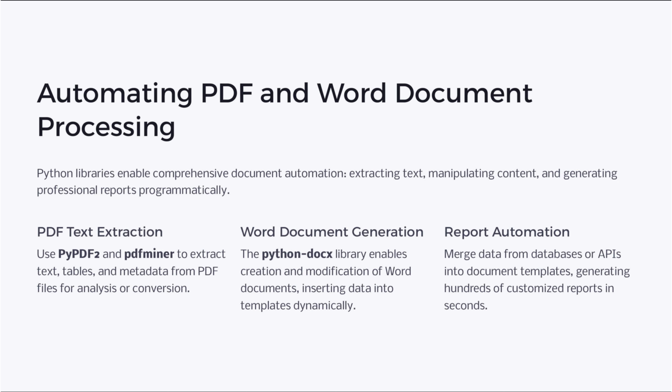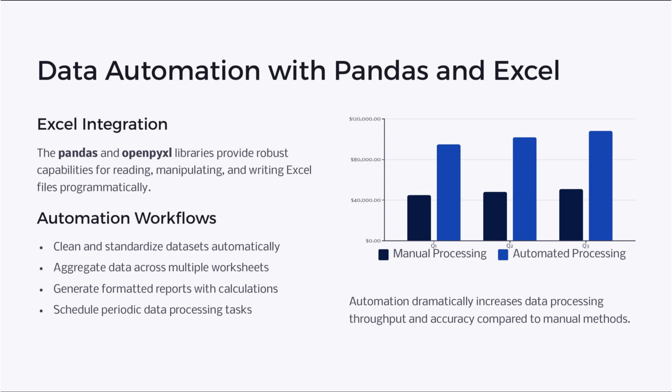Python libraries like PyPDF2 and pdfminer allow efficient extraction of text, tables, and metadata from PDFs. The python-docx library facilitates dynamic creation and modification of Word documents. By merging data from databases or application programming interfaces into templates, you can generate customized reports swiftly, enhancing document processing automation. Pandas and openpyxl enable seamless Excel integration, automating data workflows.